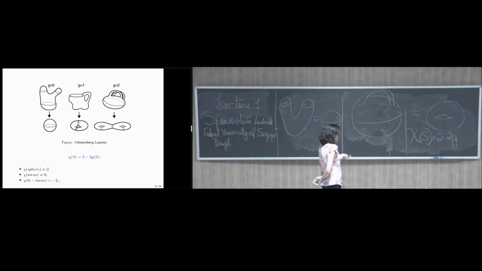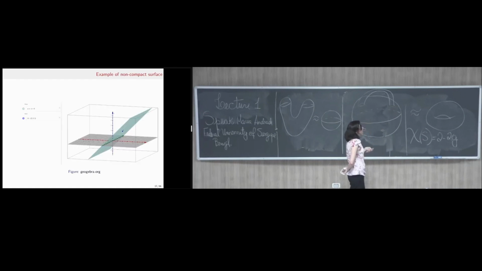In the case of the torus, you have the Euler characteristic 0, and you can calculate for the 2-torus, the Euler characteristic -2. Okay. Okay, let's continue. These are basic facts.